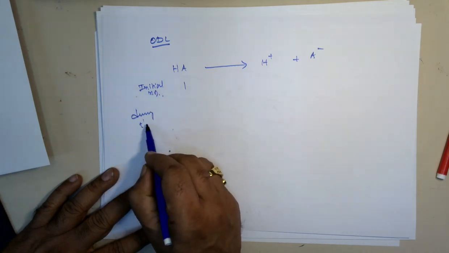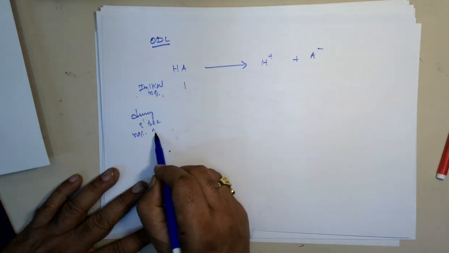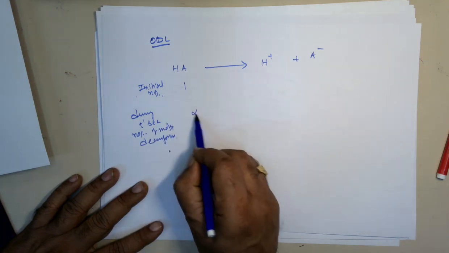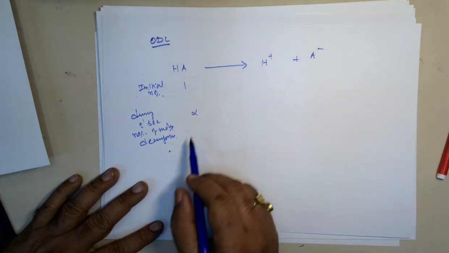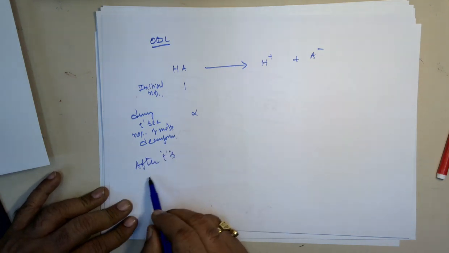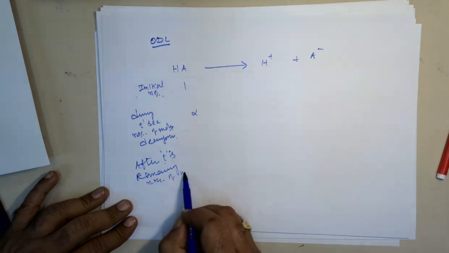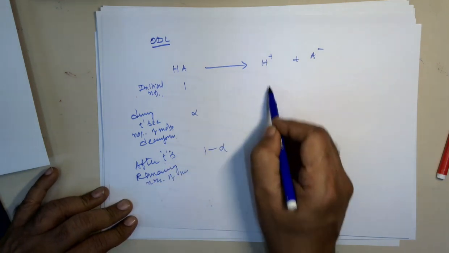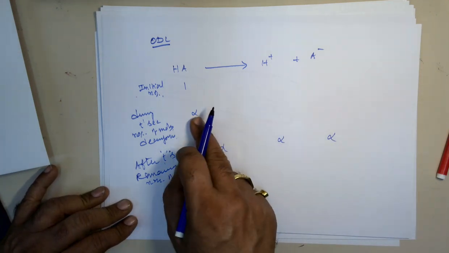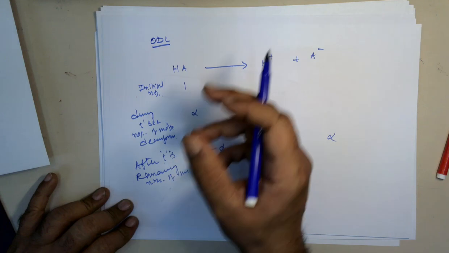During T seconds, the number of moles decomposed is alpha. After T seconds, the remaining number of moles is 1 minus alpha. Alpha is the amount that is split. What is alpha? That is the degree of dissociation, the number of moles dissociated divided by total number of moles.